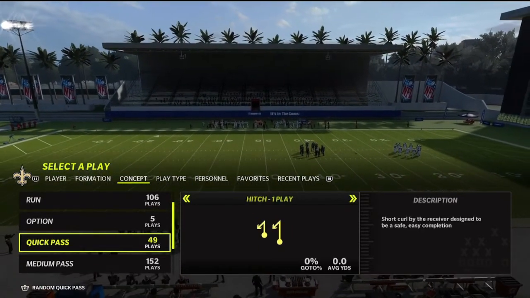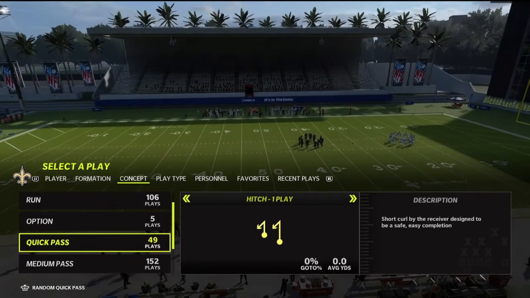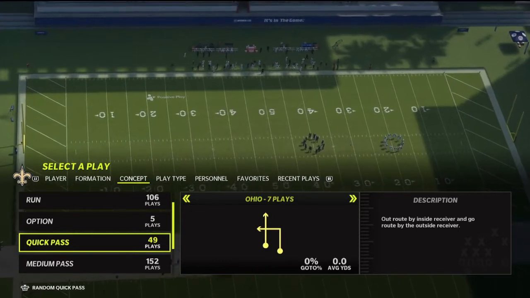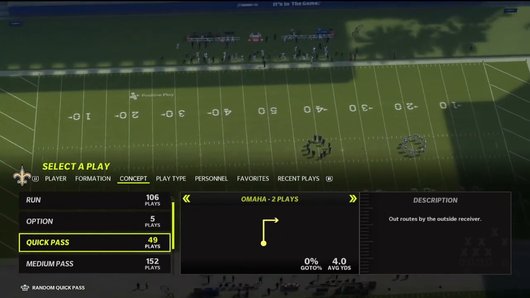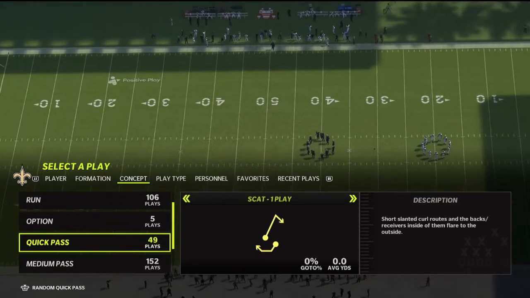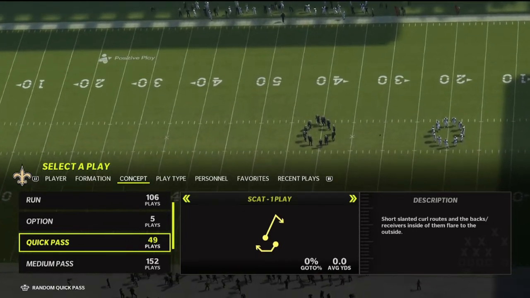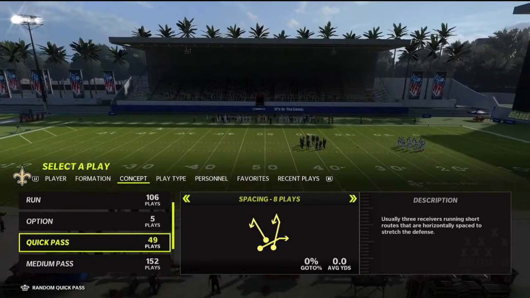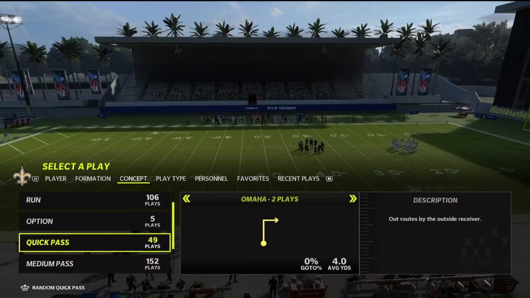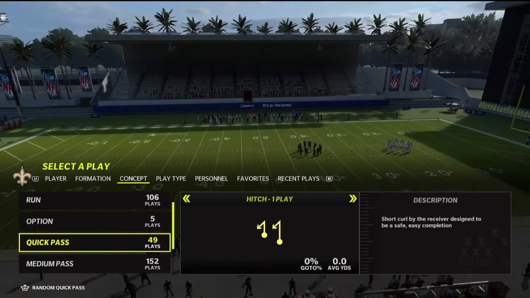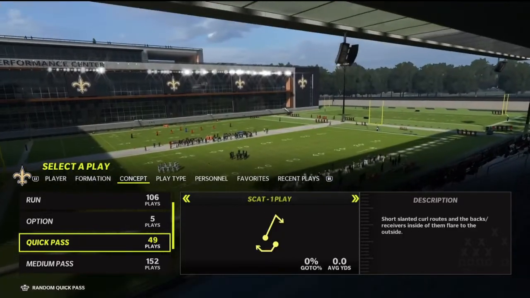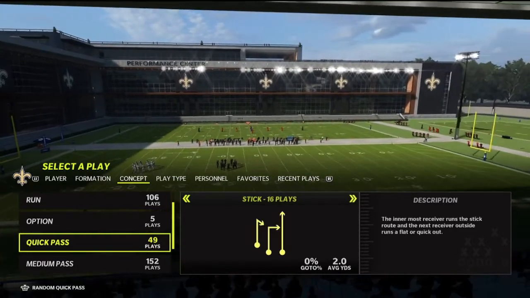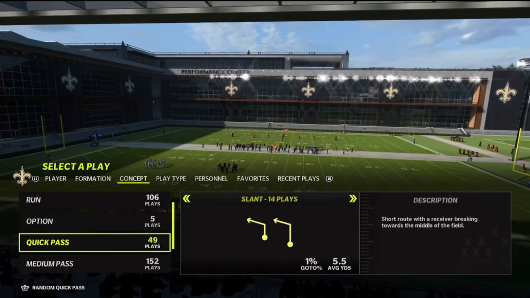Anything like spacing and things like that would be considered a hitch route, okay? Ohio, dagger routes, dig routes, things of that nature. That's Ohio routes. Omaha, out routes. Okay, scats, where you have a player running a hitch and then you have a run a flat route underneath. Okay, spacing, separate concept, separate from hitch, even though I said that was a spacing play. Most spacing plays are usually those short hitch routes, but there are plays specifically called spacing that will be under that spacing concept. And then stick routes, and then you go back to slants.